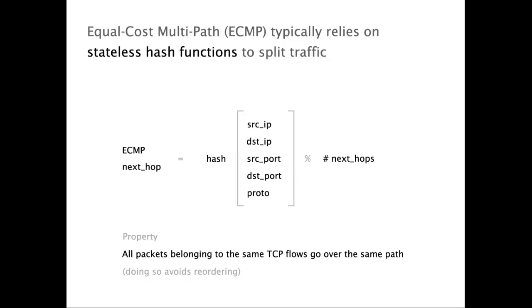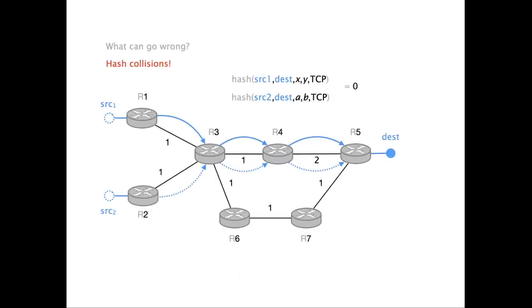The cool thing with this technique is that it's completely stateless. The packet arrives, you compute a hash function, you get either 0, you send it to R4, or you get 1, you send it to R6, and you don't need to maintain any state. And if you compute the hash function on the 5-tuple, so source IP, destination IP, source port, destination port, and protocol, TCP or UDP, then you are guaranteed that all the packets of the same TCP flow will follow the same path as well. That is nice because you may remember that TCP doesn't like reordering. That actually hurts the performance of TCP quite badly.